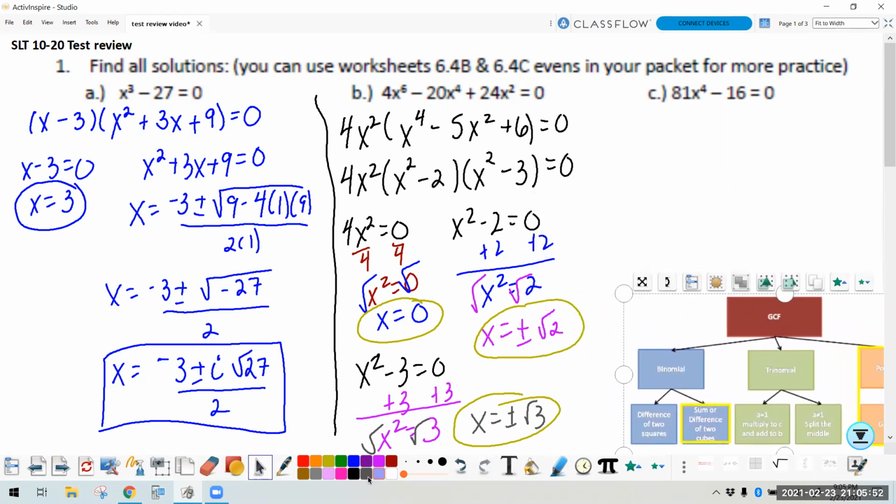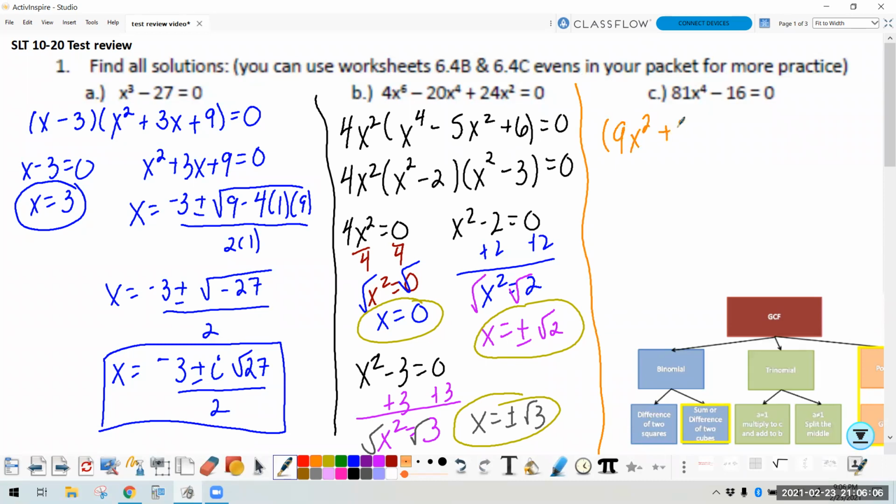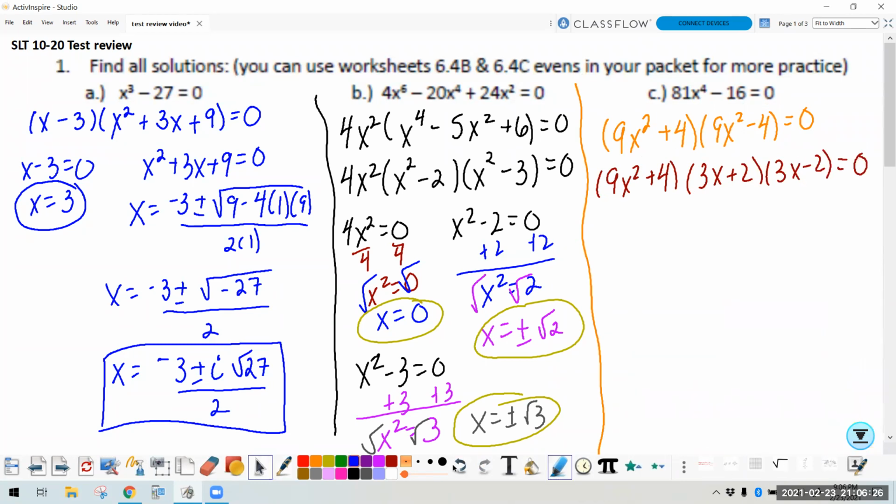All right, one more time. Is there a greatest common factor? No. It's a binomial, and it's a difference of 2 squares. So I'm going to factor that into conjugates. Hey, we can factor again. 9x squared minus 4 is also the difference of 2 squares. Set each factor equal to 0.